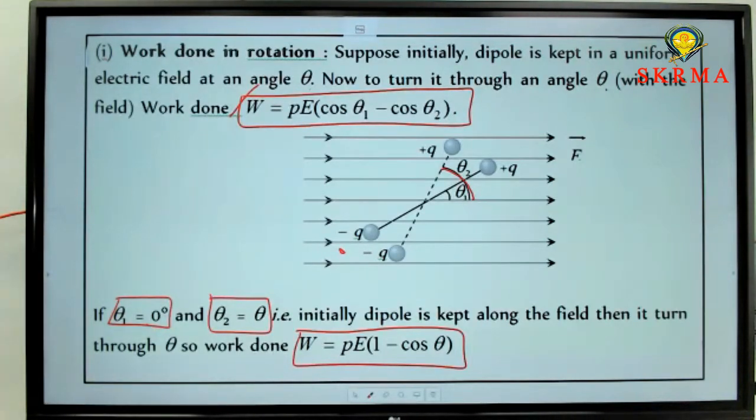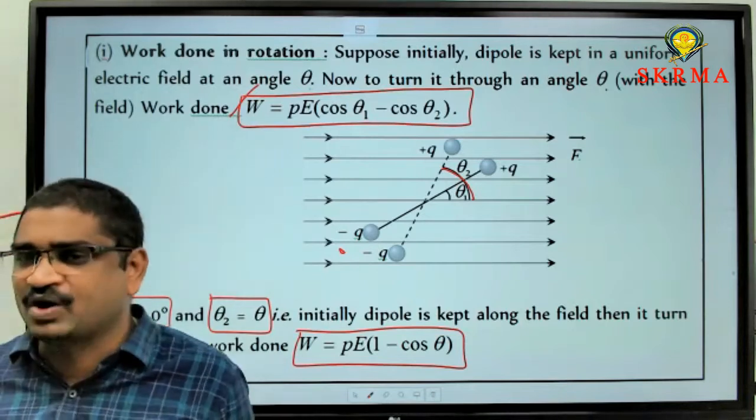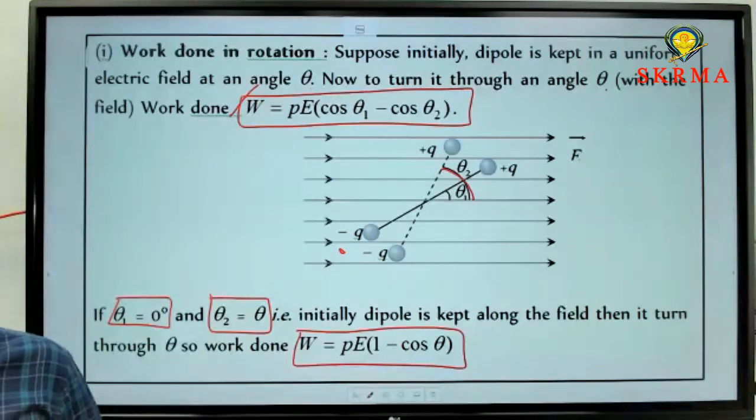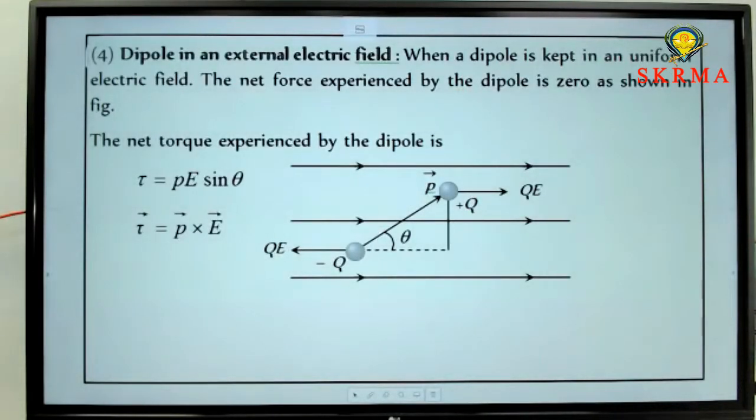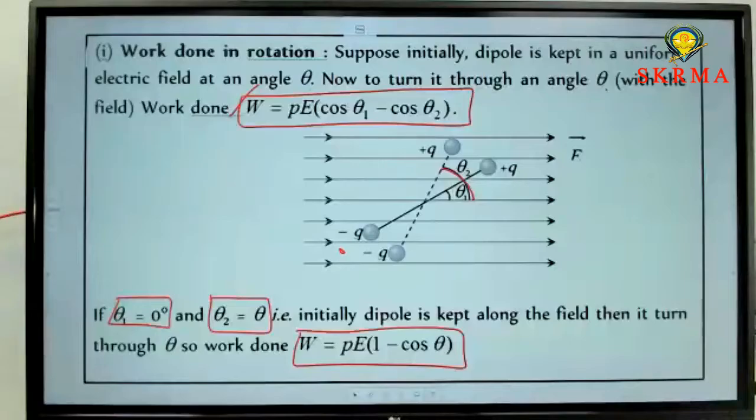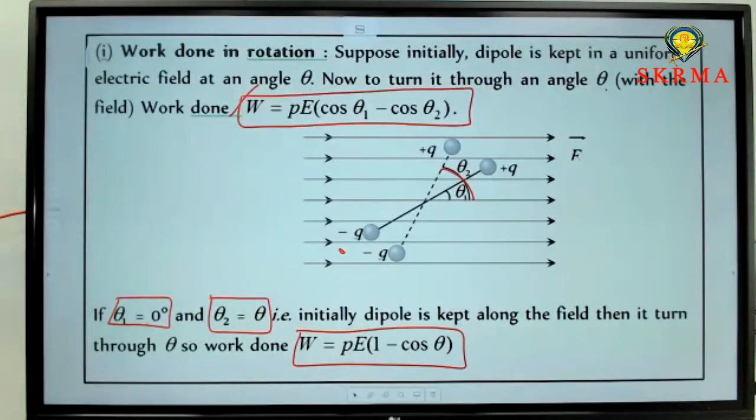Is this clear? So what is the formula for work done? PE cos theta 1 minus cos theta 2. Remember that. Next, torque formula is PE sin theta. Work done formula is PE cos theta 1 minus cos theta 2.